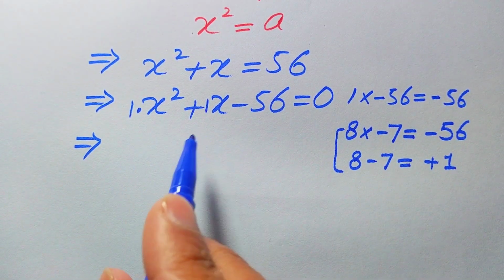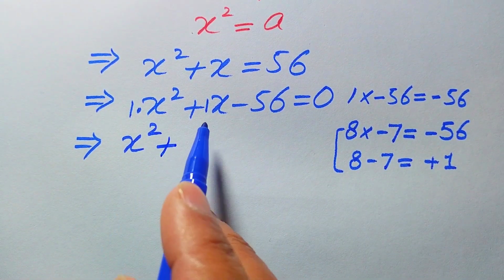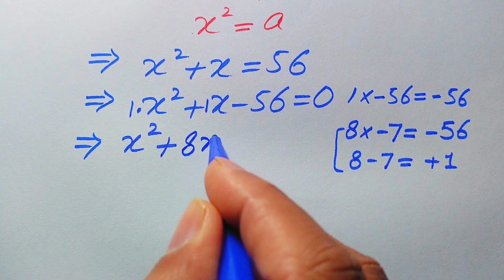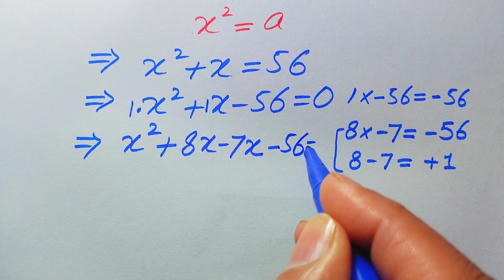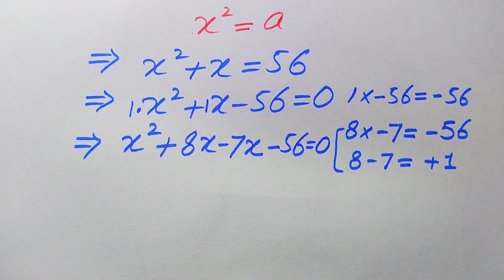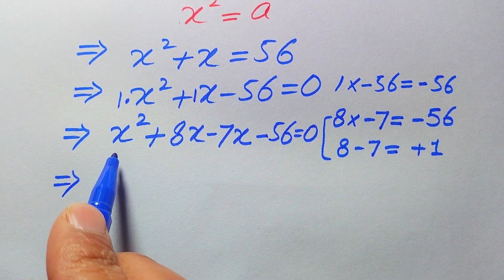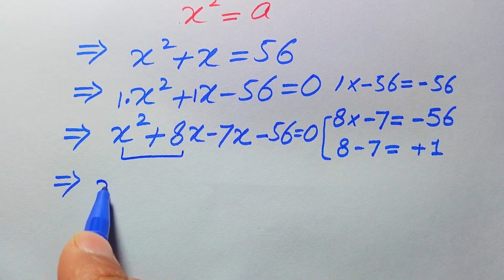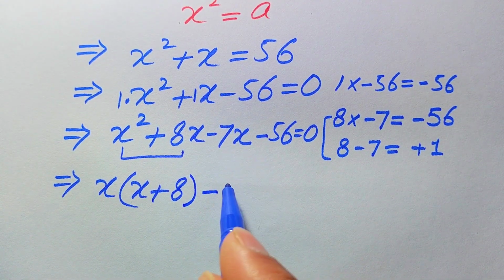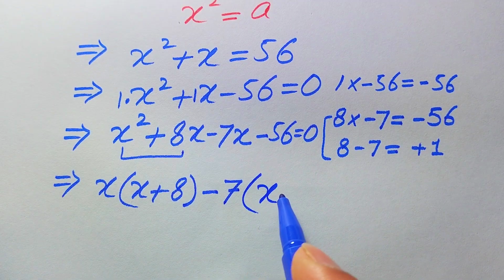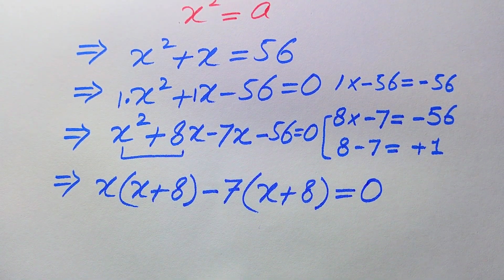So here we break its middle term according to these numbers, and it will be written as x square plus, we write this x as 8x minus 7x minus 56, and this whole equation is equal to 0. And now further we easily make the factors of this equation, and now here we take common x from the first two terms, and when we take common x we get the remaining values x plus 8, and here we need to take common minus 7, and we get the remaining values x plus 8, and this whole equation is equal to 0.